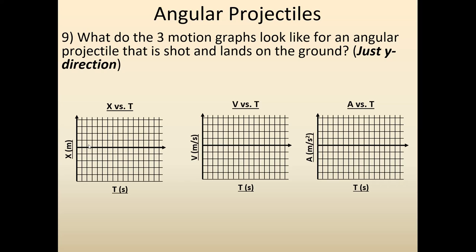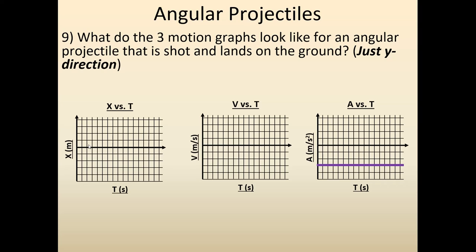So now we're going to do the y direction. So pause the video, work it out. We'll go over it in a second. All right, so here we're going to do the same thing. We're going to start with the acceleration. This time, since we're looking at the y direction, we know that the acceleration is negative 10. So it's going to be a constant negative 10. Again, no lines, no curves, just a constant straight line.